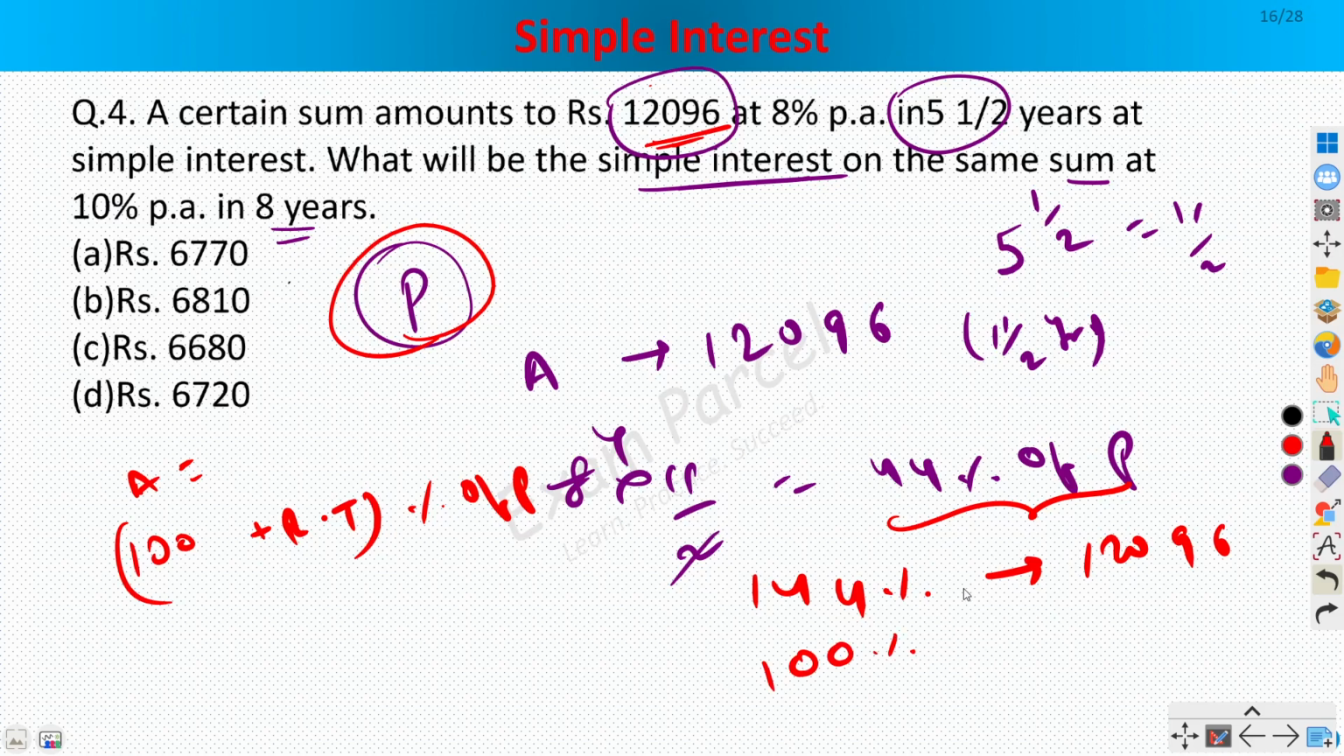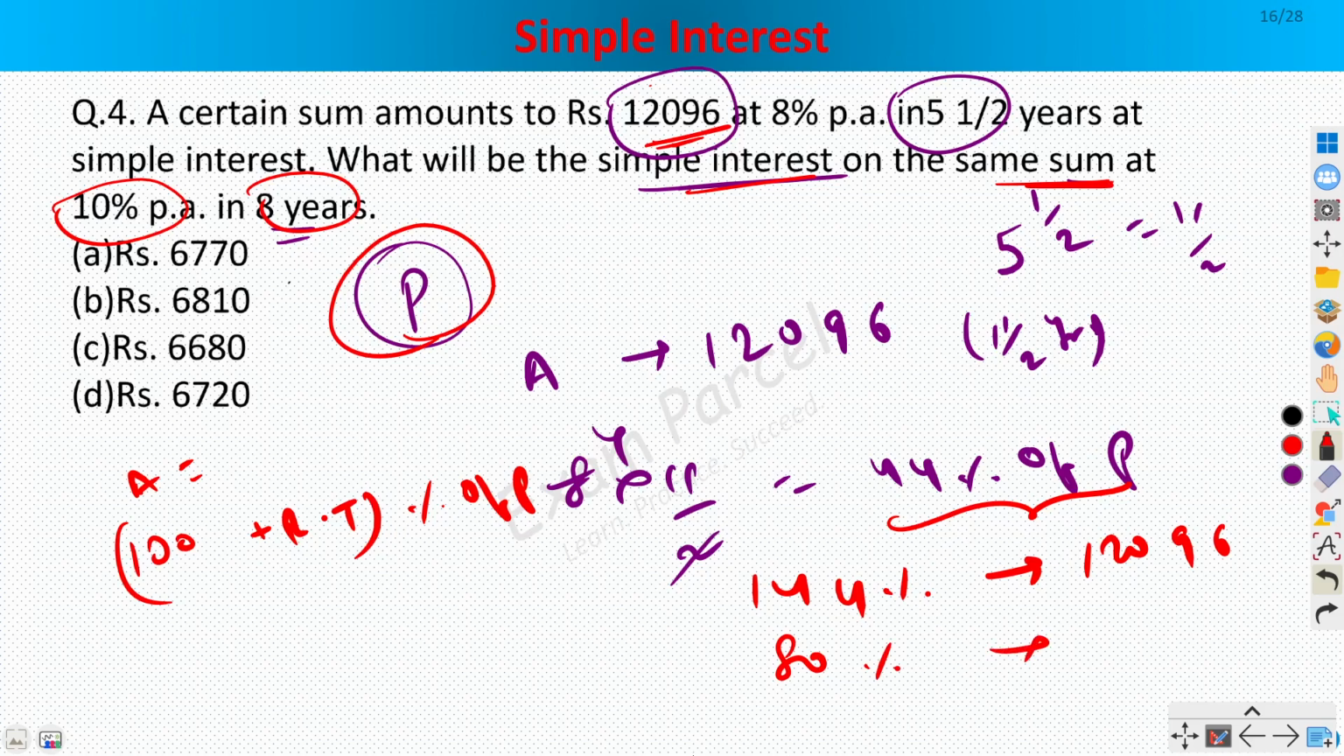And since I am concerned with finding principal, so I want the 100% value, right? Now one thing you can do here is, we don't need to find principal here. We can directly find simple interest. Simple interest would be 10% in 8 years. That would be 80%, right? So we can directly find our answer. We can find the 80% value from it.